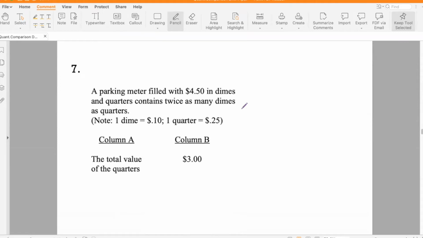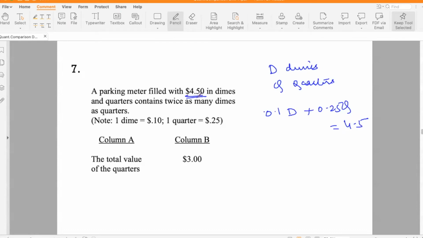A parking meter filled with $4.5 in dimes and quarters contains twice as many dimes as quarters. Okay. One dime is 10 cents and one quarter is 25 cents. What is the total value of the quarters? And we compare it with $3. Okay. So let's say that there are D dimes and Q quarters in the parking meter, right? So then I can say that one dime is $0.1. So 0.1D plus 0.25Q should be 4.5, because total value is 4.5.